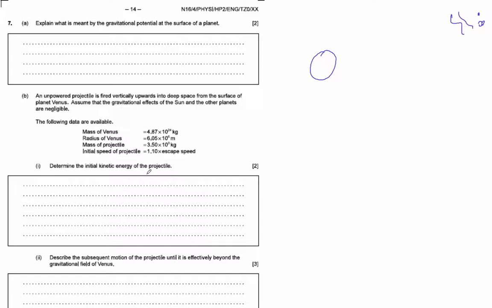It's given that the initial speed is 1.1 times the escape speed. So what's the initial kinetic energy of the projectile? Remember that you have a formula for the escape velocity. It's the square root of 2GM over r, where M is the mass of Venus. The velocity it has is 1.1 times the escape velocity. That's what they're saying right here.